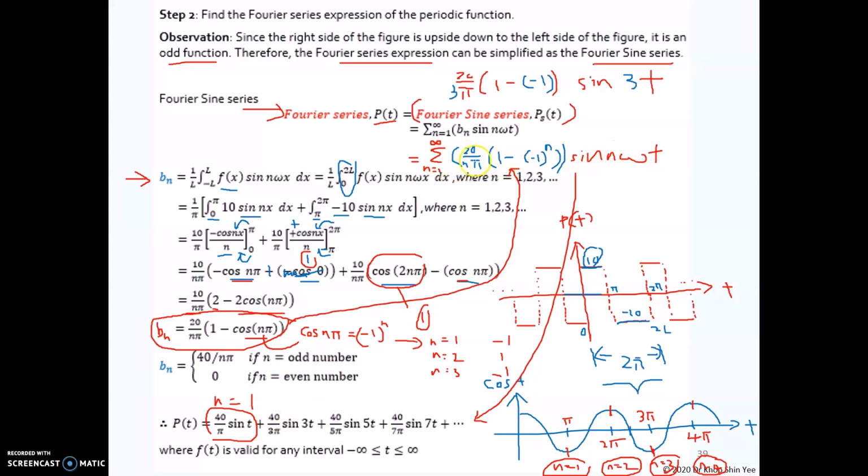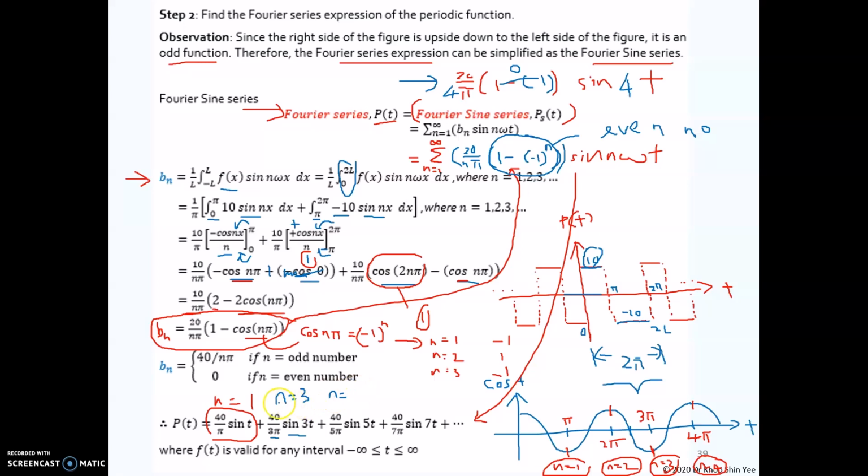Substitute n equal to 3 inside this formula, you obtain this answer. So 1 minus negative 1 gives you 2. 2 multiply 20 divided by 3 pi, you obtain 40 over 3 pi, sine 3t, so this is when your n equal to 3. So if you continue n equal to 4, you obtain the answer to be 0. Because when you substitute n equal to 4 inside, 1 minus 1 here, it will become equal to 0. So for your even number, for the n here, this will be always equal to 0. Therefore, you obtain 0 for the answer.